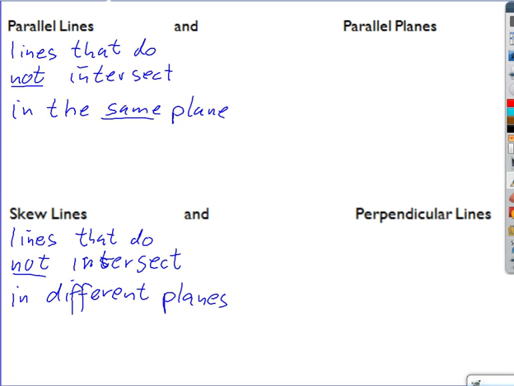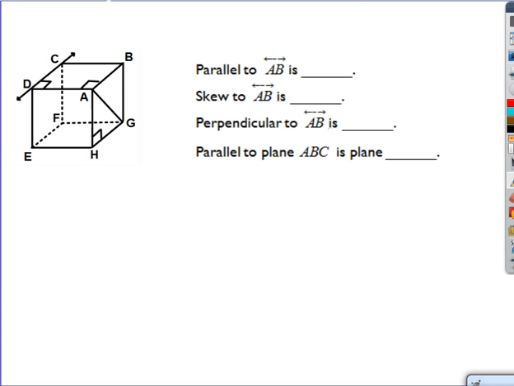So let's look at this drawing over here. Let's look at this cube here. And here we have line AB. And now, which line or lines are parallel to AB? Well, we see line CD, and line CD is parallel to AB. And as you can see, they're on the same plane, which is essentially the top of our cube.